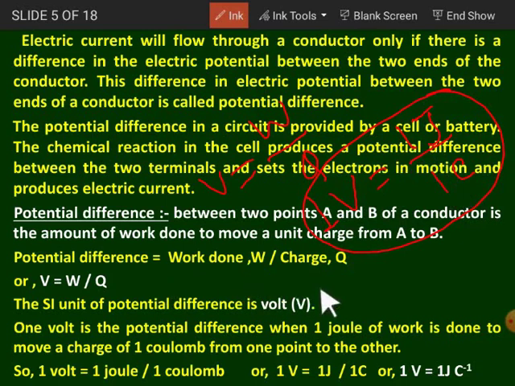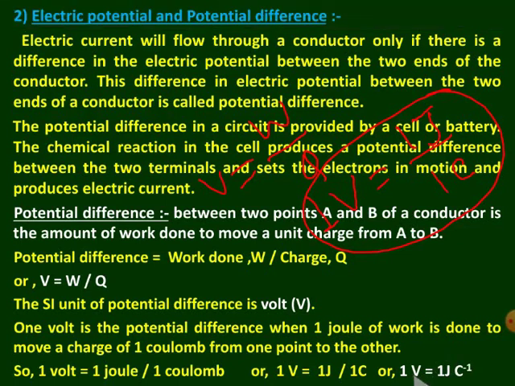Got it? So 1 volt is equal to 1 joule by 1 coulomb, or you can say 1 volt is equal to 1 joule per coulomb. You can write it like this. Whenever you have a calculation and you find 1 joule per coulomb, then you can replace that joule per coulomb by volt. Okay?